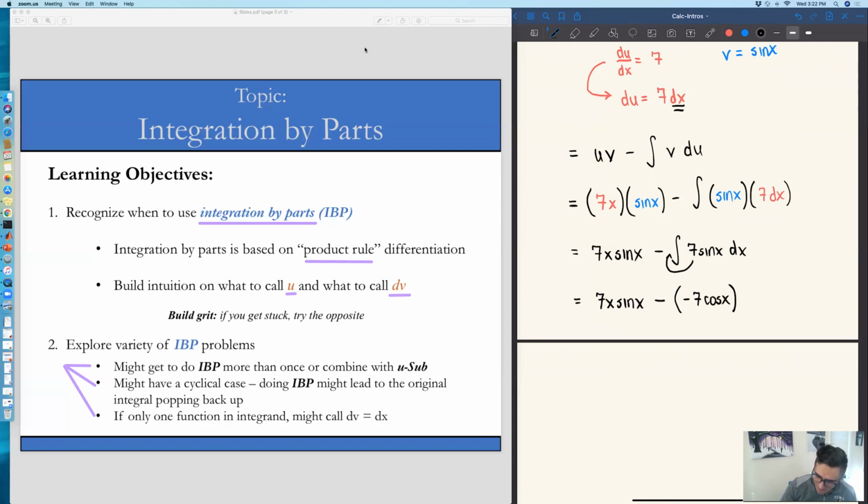But we're not done yet because we get to tack on a plus c. And the very last step we could do as well, we have this minus here, we have a minus there, so a minus minus just gives us a plus. So the final antiderivative here is 7x times sine x plus 7 times cosine of x plus c. And that's our final antiderivative using integration by parts.